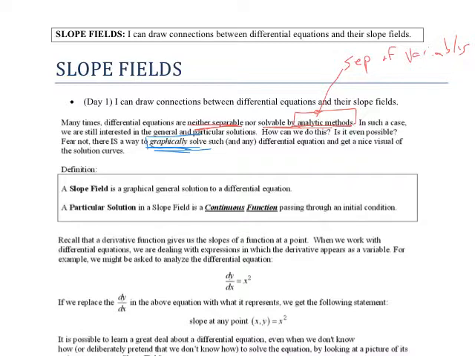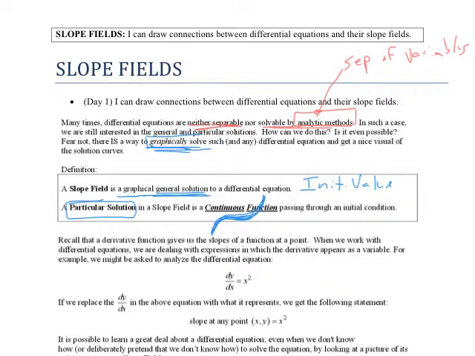Now, it should be noted that the slope field is a general solution to a differential equation. If we were to plug in an initial value, that initial value will wind up drawing a continuous function through our slope field, and that would give us our particular solution. So keep in mind that the slope field is just a general solution, and the curve which passes through after we have the initial value is the continuous function.